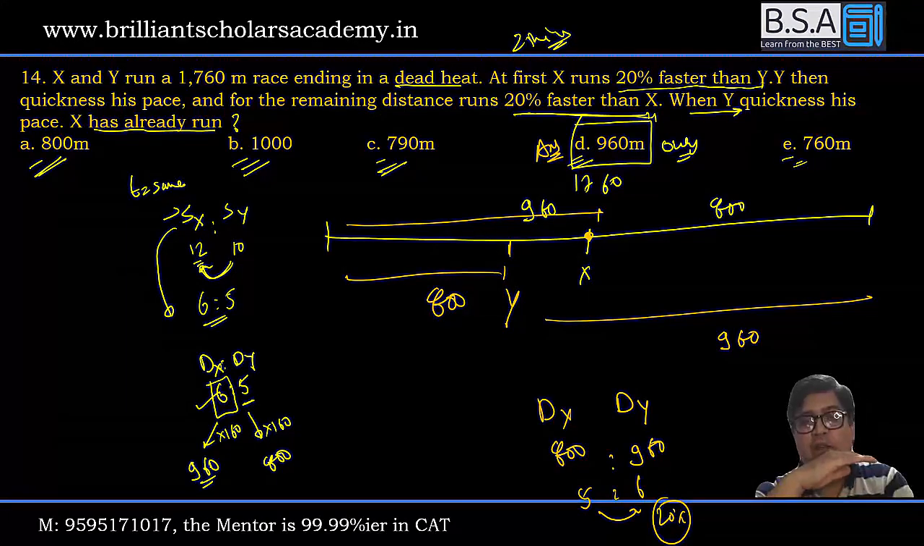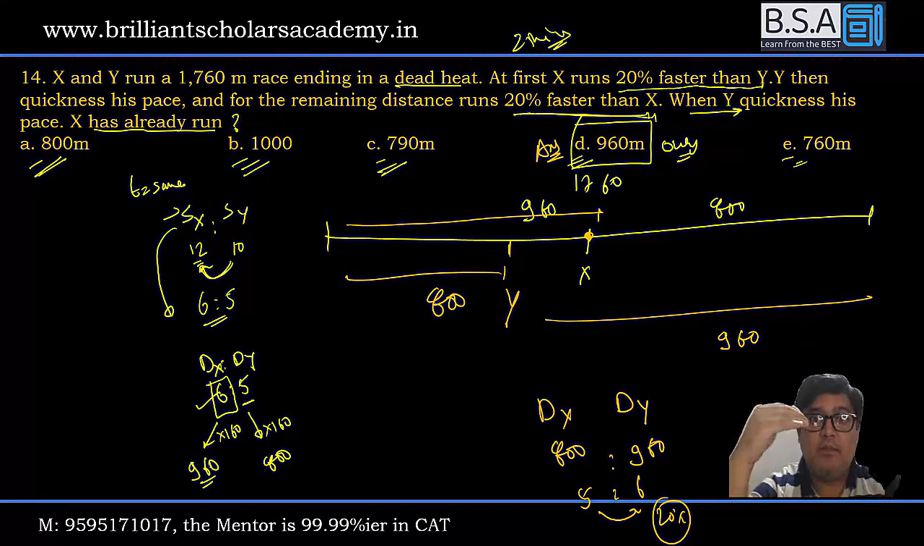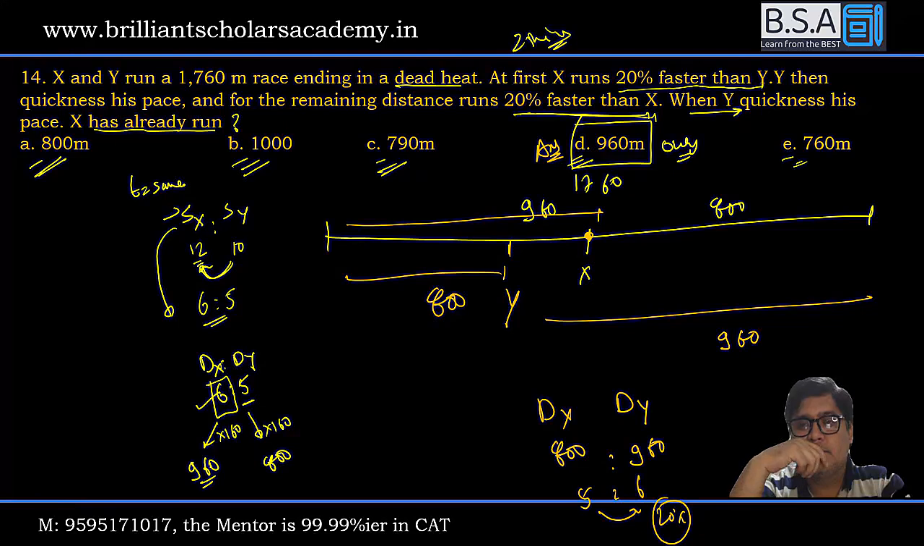What if there was no answer option? What if there was no answer option? If there are no options, what will you do? It was a theta question. It's a little more difficult, but it's doable.